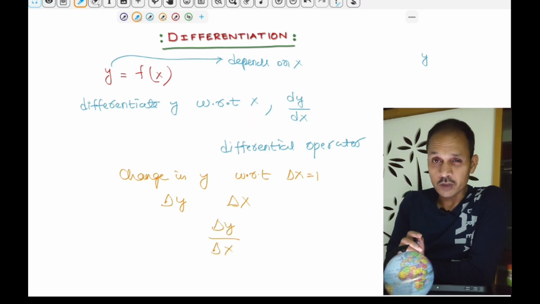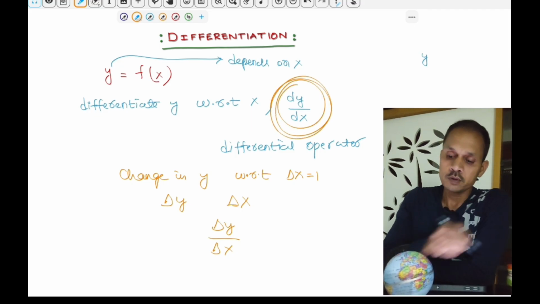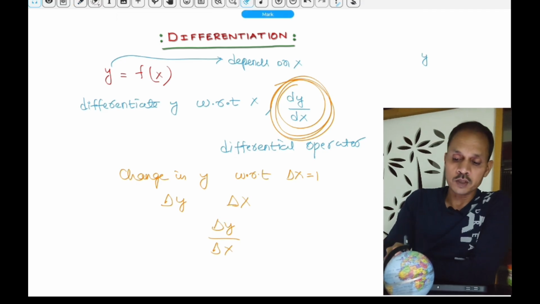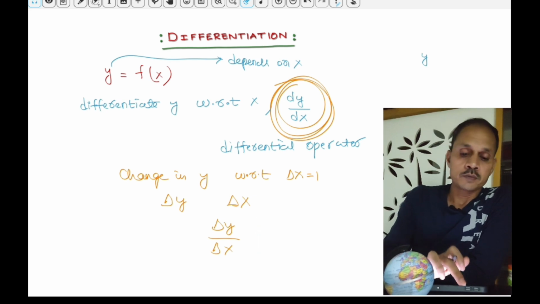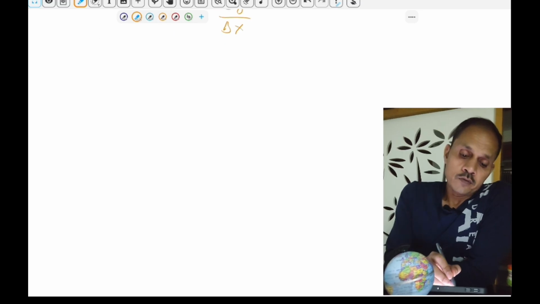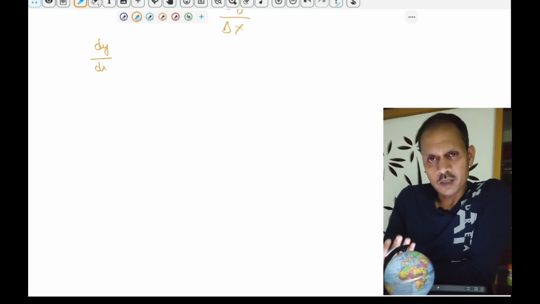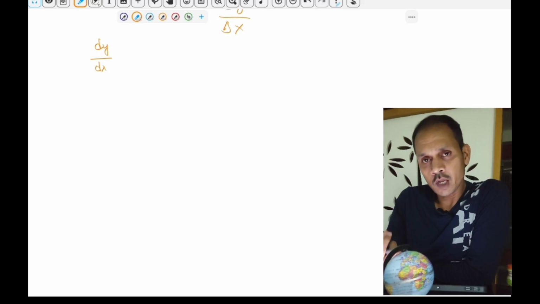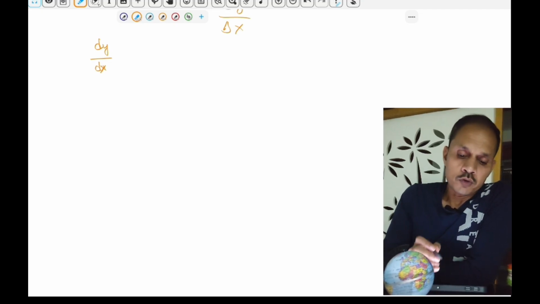But here the changes are very, very small. In such a case, we are using this notation, that differentiation. So why is it useful to us? Let us see. First of all, dy by dx is nothing but, remember this, differentiating y with respect to x. That is nothing but the same delta y by delta x when the delta x value is very small. So now let us see how to use this one.